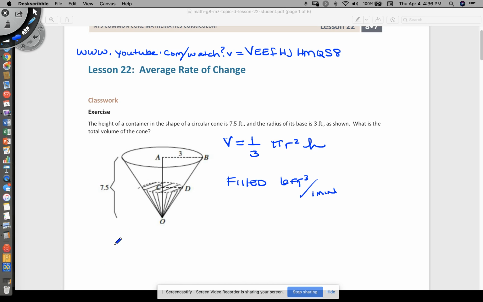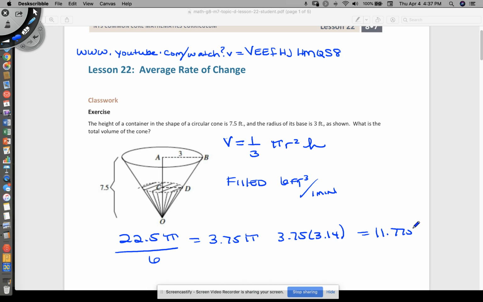So we're going to take our volume of 22.5 pi and divide it by 6. Okay, 6 goes into this, and I wind up with 3.75 pi. Now let's multiply this by 3.14, and that's going to give me 11.775. We can say about 12 minutes. I would say go ahead and round that up to 12 minutes. It would take about 12 minutes to fill this up with some sand.